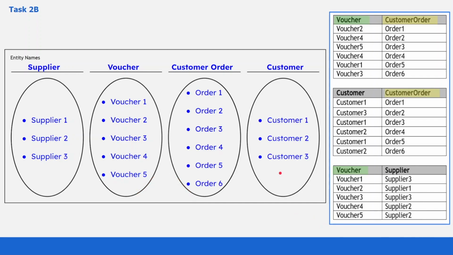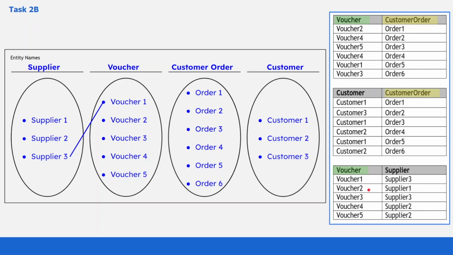The last step of an entity occurrence diagram is showing the relationship between the instances in each of the entities. If we look at the relationship between voucher and supplier, voucher 1 is matched up with supplier 3, so we draw a line between those two instances.